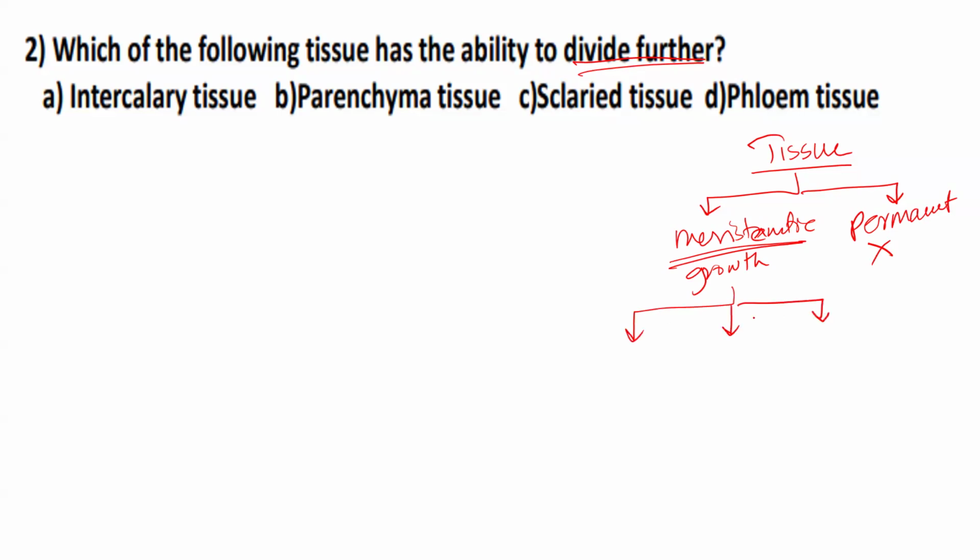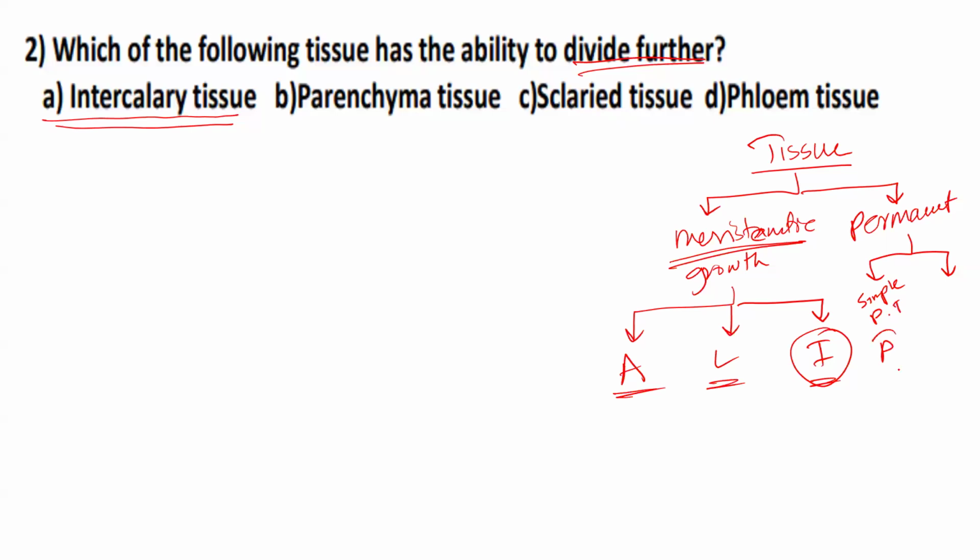There are 3 types of meristematic tissue. Apical, I gave you all a short form, ALI. Apical meristem, lateral meristem, intercalary meristem. So here, look at the first answer. Intercalary meristematic tissue. Intercalary tissue is a meristematic tissue, so it has the ability to grow. Parenchyma falls under permanent, no? Simple permanent, complex permanent. Simple permanent tissue, there are 3 types: parenchyma, collenchyma, sclerenchyma. Complex permanent tissue, there are 2 types: xylem and phloem.